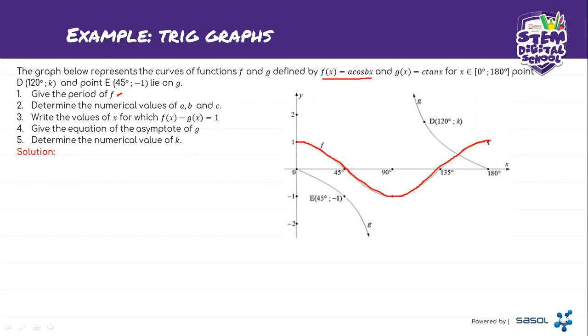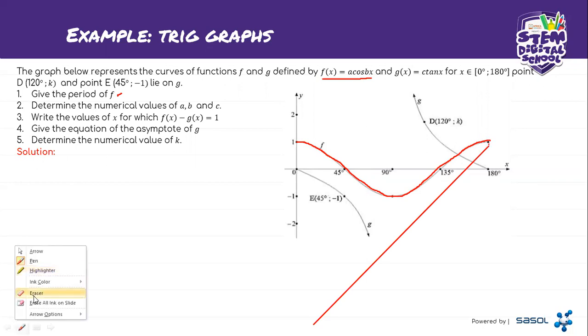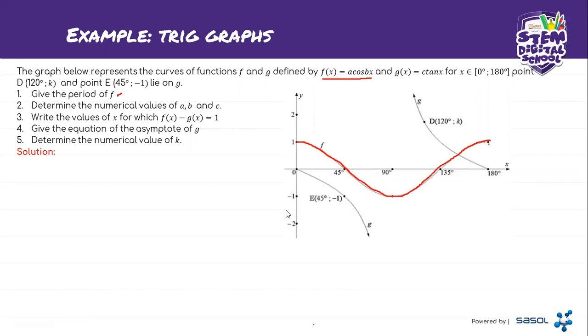You can see that our period in this case is 180 degrees. Yes, it's 180 degrees, the period of this graph, because from this point until you reach this point, it's a full cycle or full wave. And you can see there is 180, so that is the period of cos.